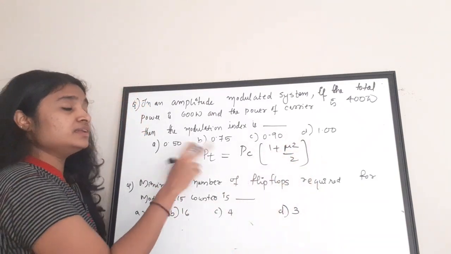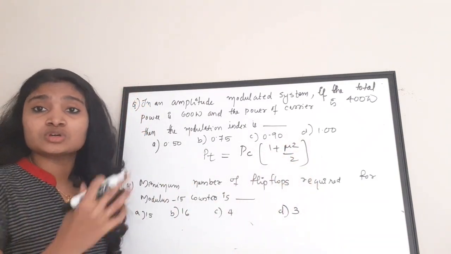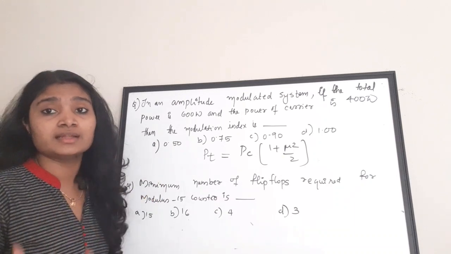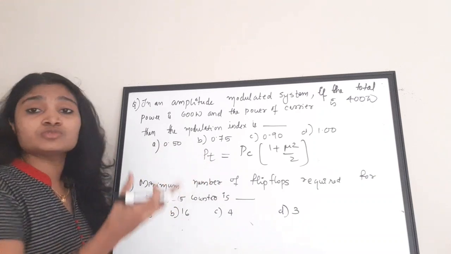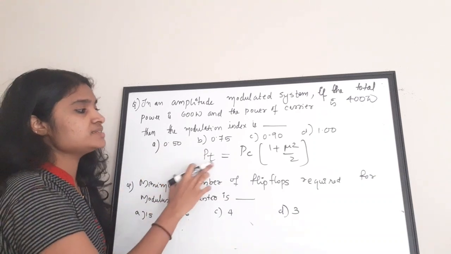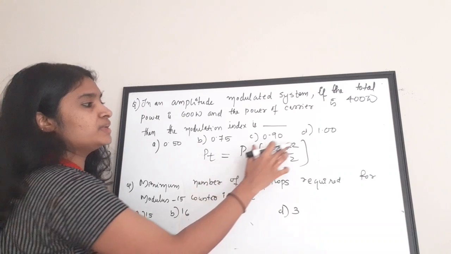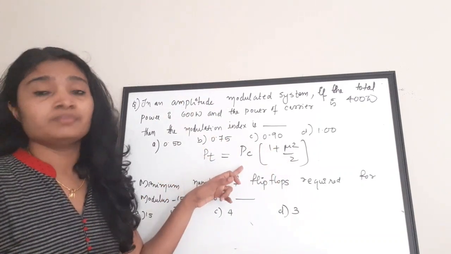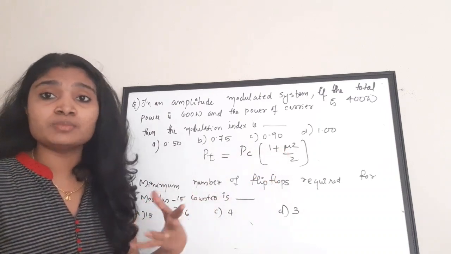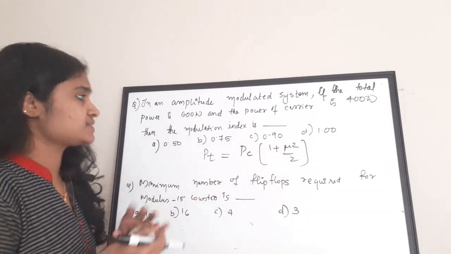So generally we calculate the modulation index in terms of the voltages of the modulating signal and the carrier. But here you can also find it in terms of the power, which is PT equal to PC into 1 plus mu square by 2. In this question, they have given both the value of PT and PC. We need to find the value of mu. Mu is the modulation index.